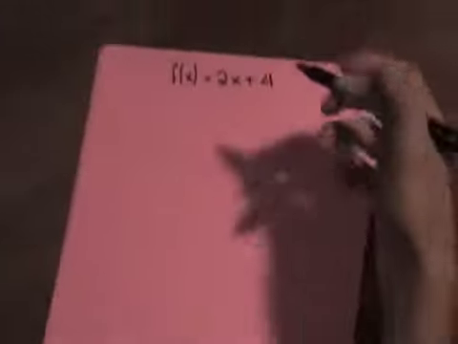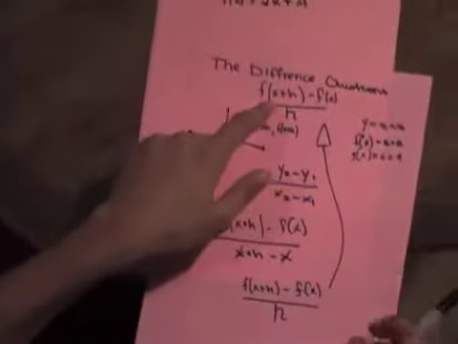So now we're just going to do a couple practice problems, just to explain how it works. So f of x equals 2x plus 4. The way this works is you're just going to plug in the variable. Anywhere you have an f of x, x plus h goes in there. So f of x plus h equals 2 times x plus h, plus 4.